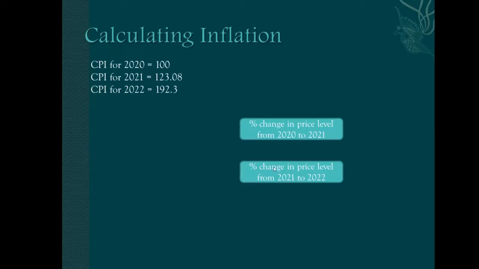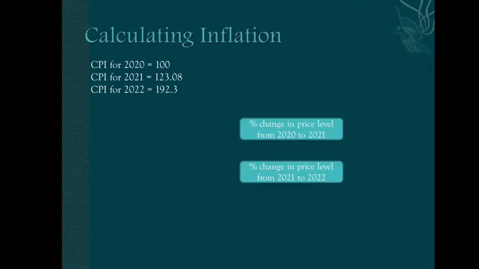And also the percentage change in price level from 2021 to 2022. So these two items here, we are just talking about the change on a yearly basis. Can you very quickly give me the workings? I know they are very simple math, but 2020 and 2021, we can just find it right from the number here because the distance is just 1 year.